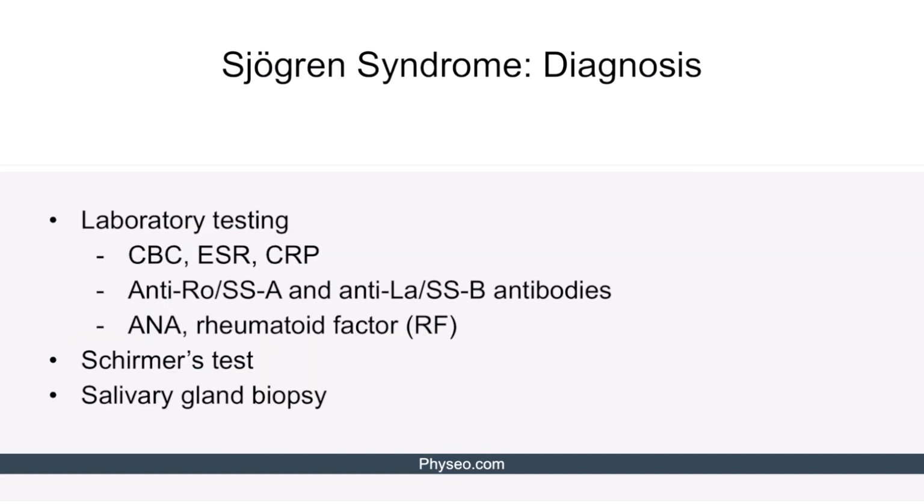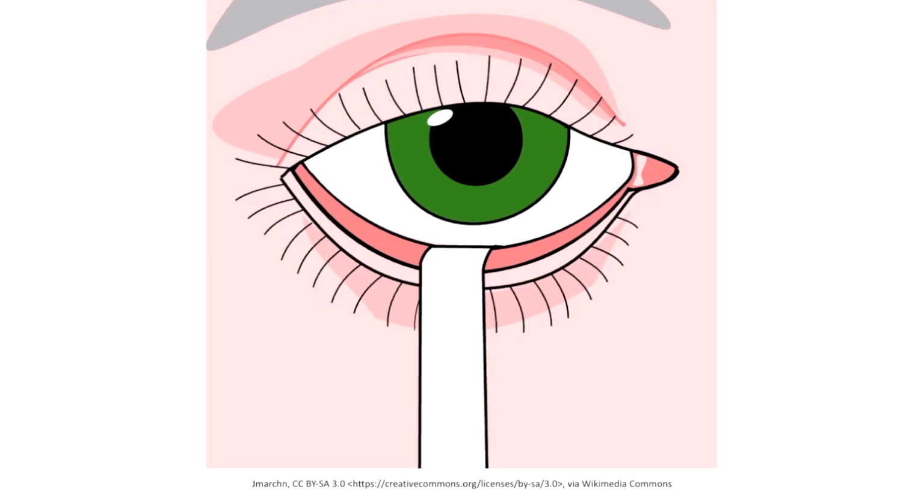Let's discuss diagnosis. In laboratory testing, complete blood count, erythrocyte sedimentation rate, and C-reactive protein are typically ordered. Anti-SSA antibodies, also known as anti-Ro, and anti-SSB antibodies, or anti-La, are the hallmark in primary Sjögren syndrome. Anti-nuclear antibodies and rheumatoid factor can be positive as well. Schirmer's test can be performed. A biopsy is the most accurate way to diagnose this condition and reveals the presence of lymphoid infiltrates in the minor salivary glands.